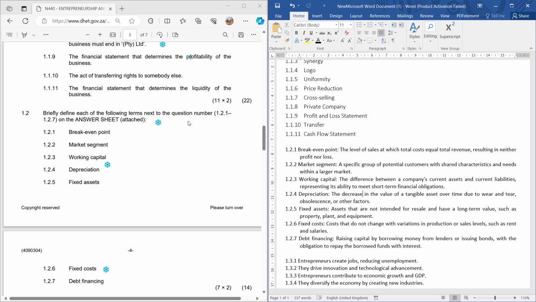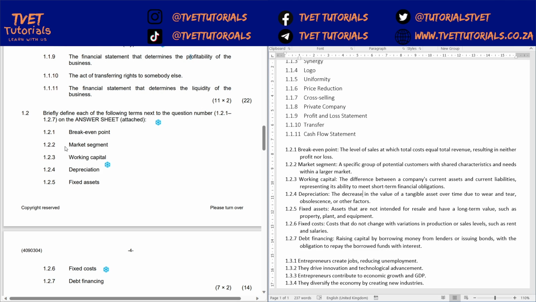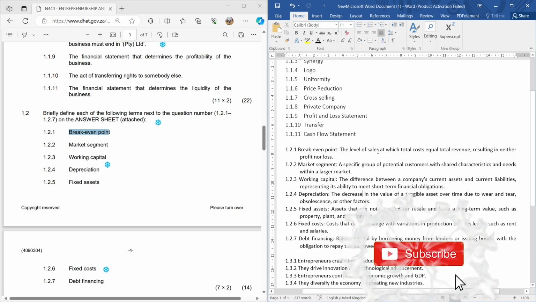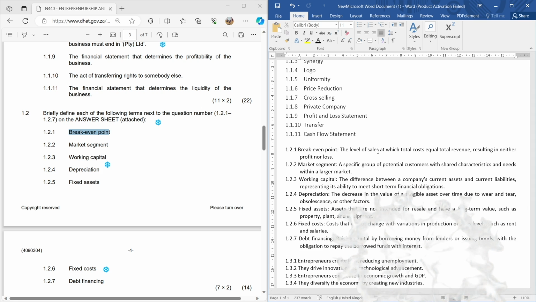Let's look at question 1.2, which reads as follows. Briefly define each of the following terms next to the question number on the answer sheet. So what is a break-even point? Break-even point is the level of sales at which total costs equal total revenue, resulting in neither profit nor loss. This basically means this is a point in an organization's sales where they make back all the money they spent investing into the business.